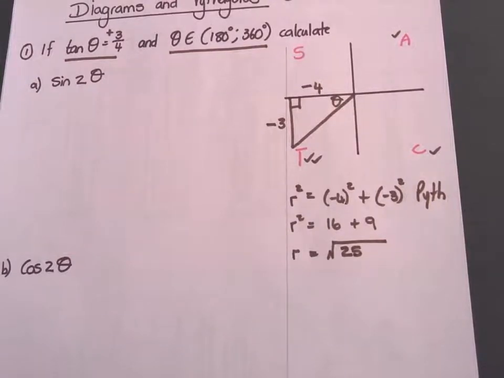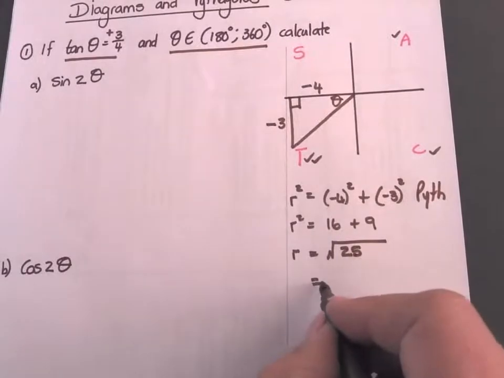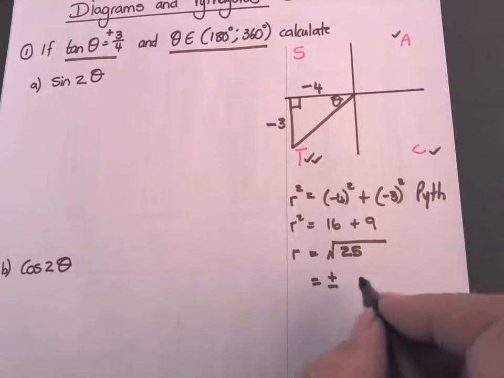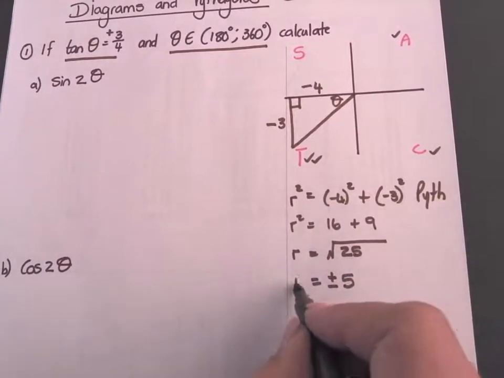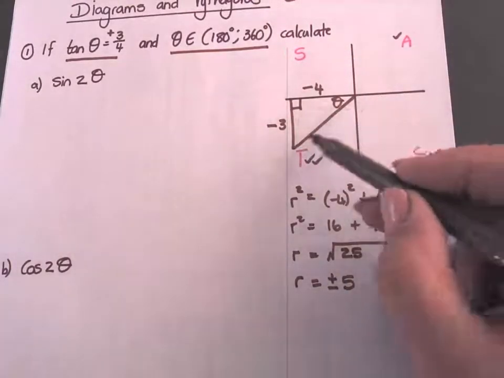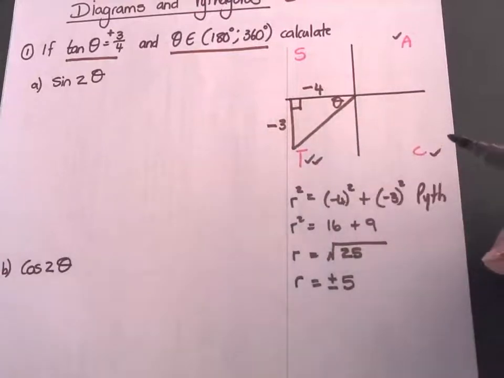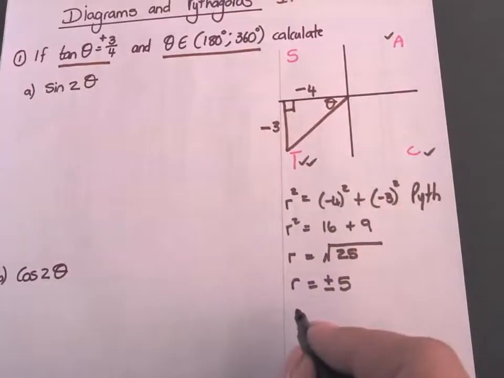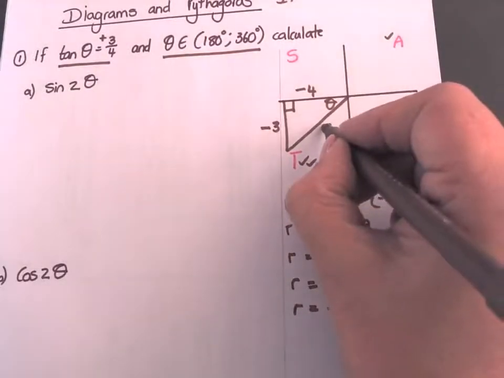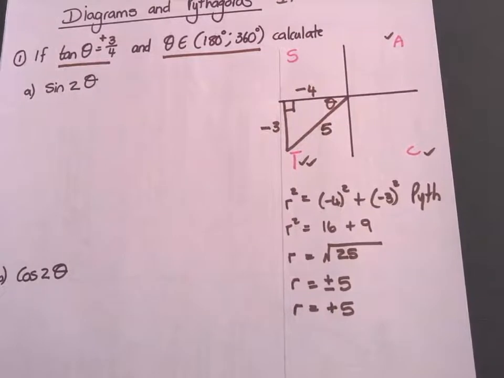Now from grade 10 onwards, the answer of a square root is either positive or negative, and the square root of 25 is 5. But look at your graph, your cos diagram. R is the hypotenuse, and the hypotenuse is always positive. So you have to write R is a positive 5, and you put it in your graph. Now we have all three sides, and now we can do the sums.